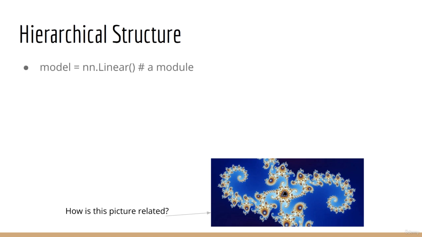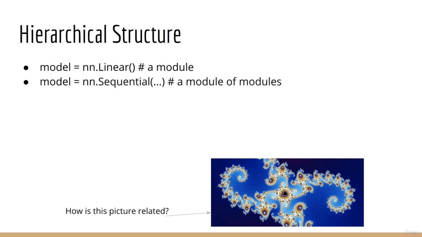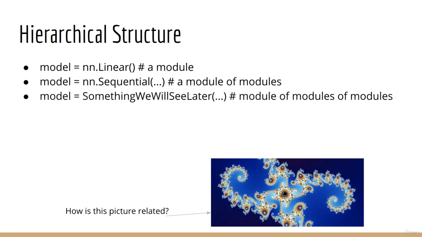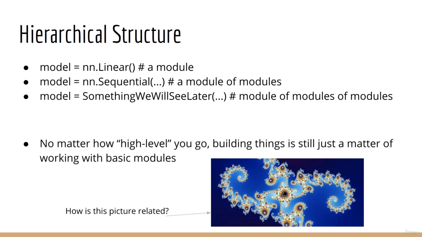The first model we saw in this course was just a linear module. Then we saw that we could stack linear layers together in a sequential object, which is a module of modules. That's also a model. Later, you'll see that we can repeat this pattern so that our model is a module of modules of modules. So what we've learned is that a module is a model, but a module of modules can also be a model, as can a module of modules of modules, and so on. By taking the perspective that everything is a module, building complex things becomes easier, because you only have to look at your current level of abstraction, and no matter how high level that may be, you're still just working with modules.